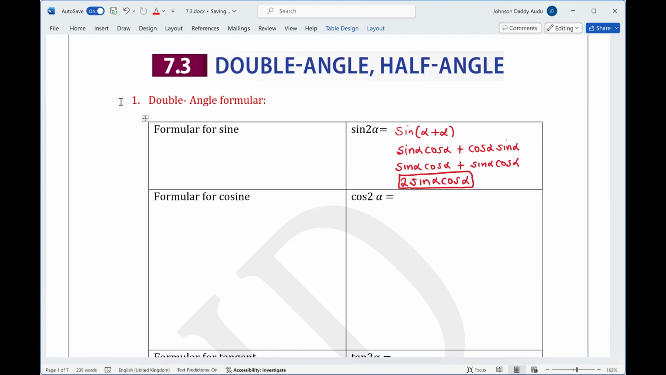Okay. So same here with cosine. We're going to write this as cosine of alpha plus alpha. And then we can split it as what? As cosine alpha multiplied by cosine alpha, then minus sine alpha sine alpha. So this is just going to be cosine squared alpha minus sine squared alpha. So this is one of the formulas for cosine 2 alpha. So we'll call this 1.